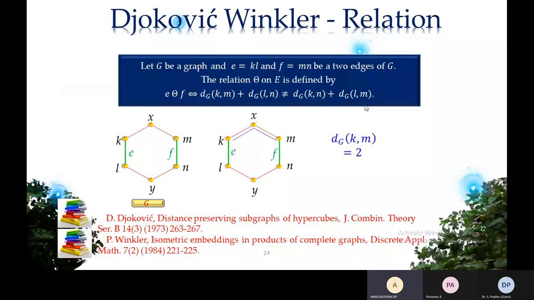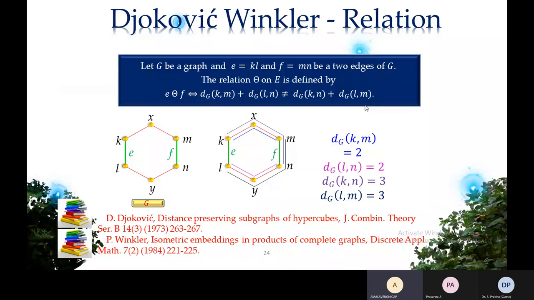LN distance is again 2. So 2 plus 2 is 4. And the KN distance is 3. And LM distance is another 3. Therefore, 2 plus 2 is not equal to 3 plus 3. Therefore, these two edges E and F satisfy the Djoković-Winkler relation.